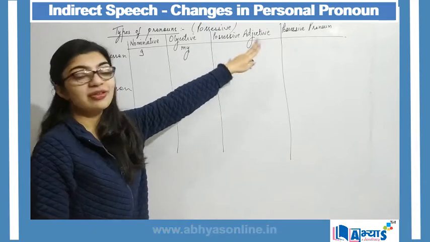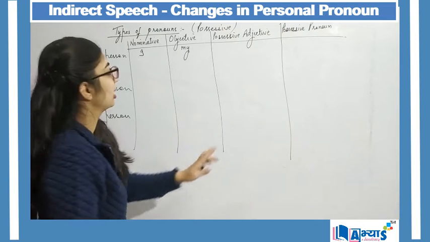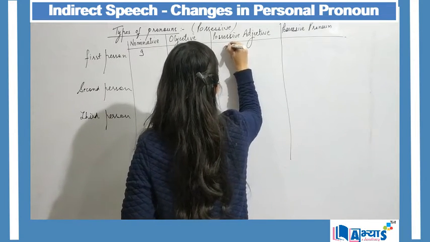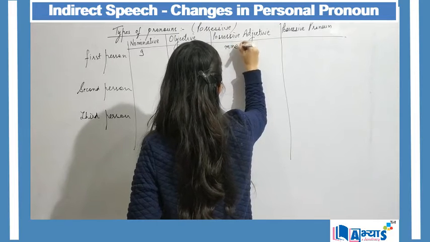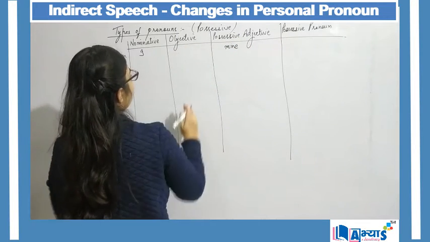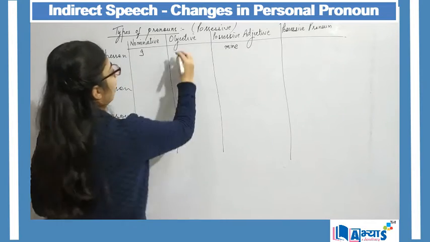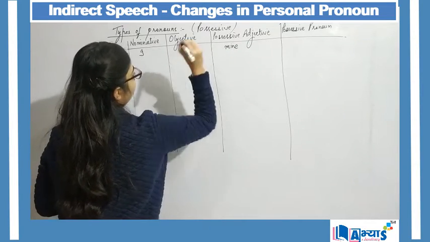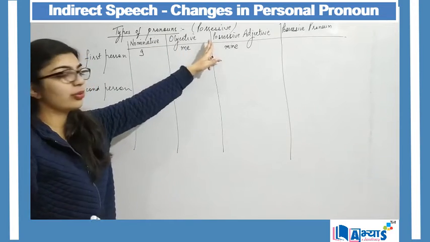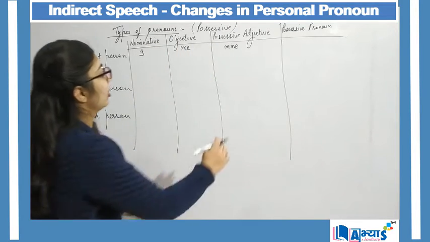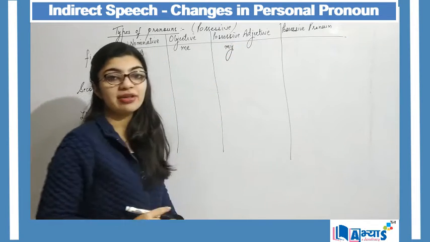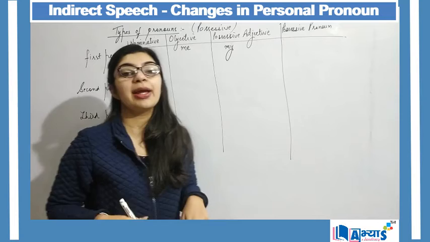Sorry, for objective, I will change to me. Sorry, my bad. For nominative, it is I. For objective, it is me. For possessive adjective, it is my. This is my pen.